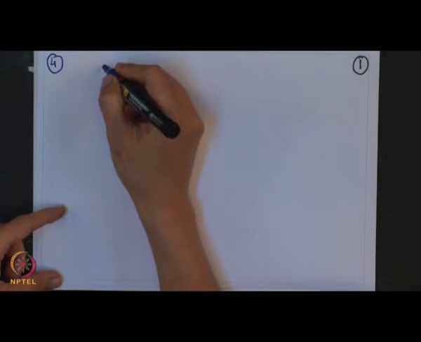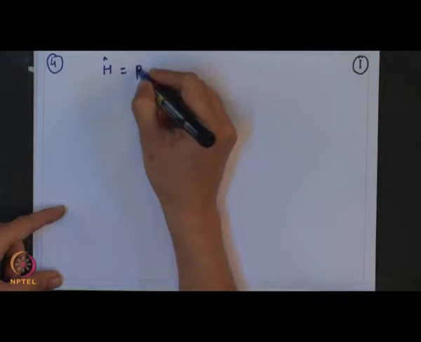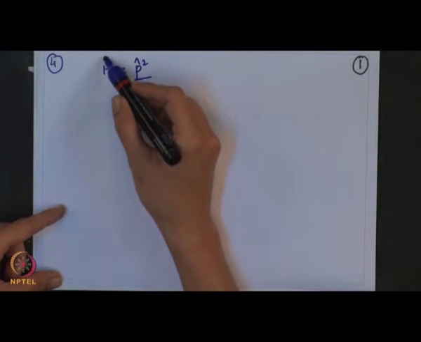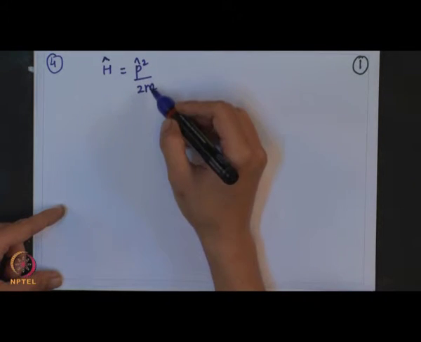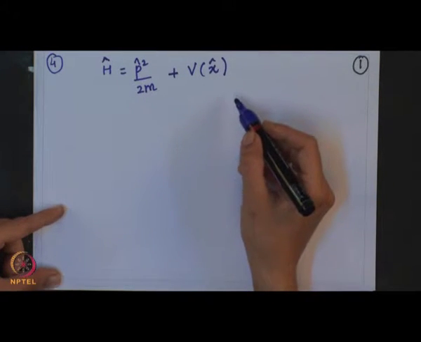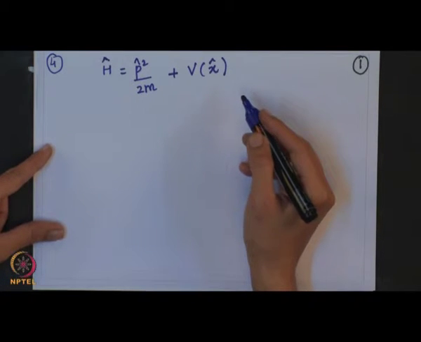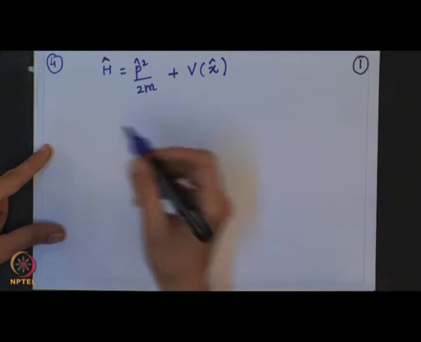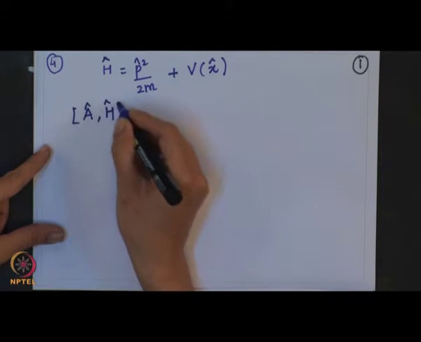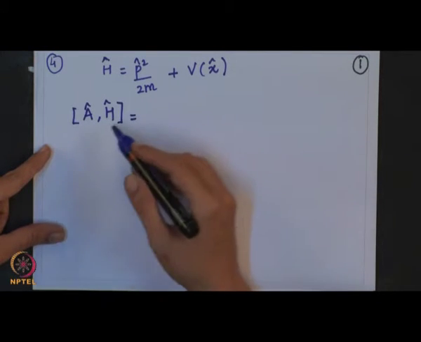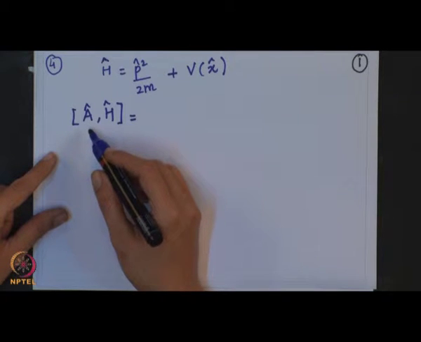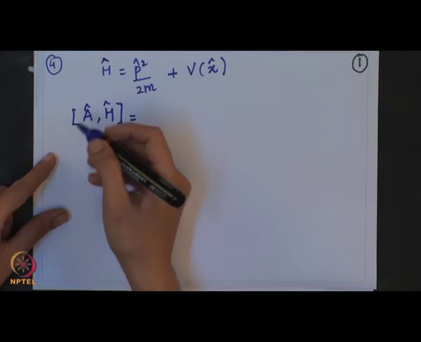You are given a Hamiltonian operator as p square upon 2m plus V of x. P is an operator, H is the Hamiltonian operator. V is dependent on the position space, and you have to obtain the commutator of an arbitrary operator A and H. Any arbitrary operator A with H, you have to obtain this. So, let us get started with this.